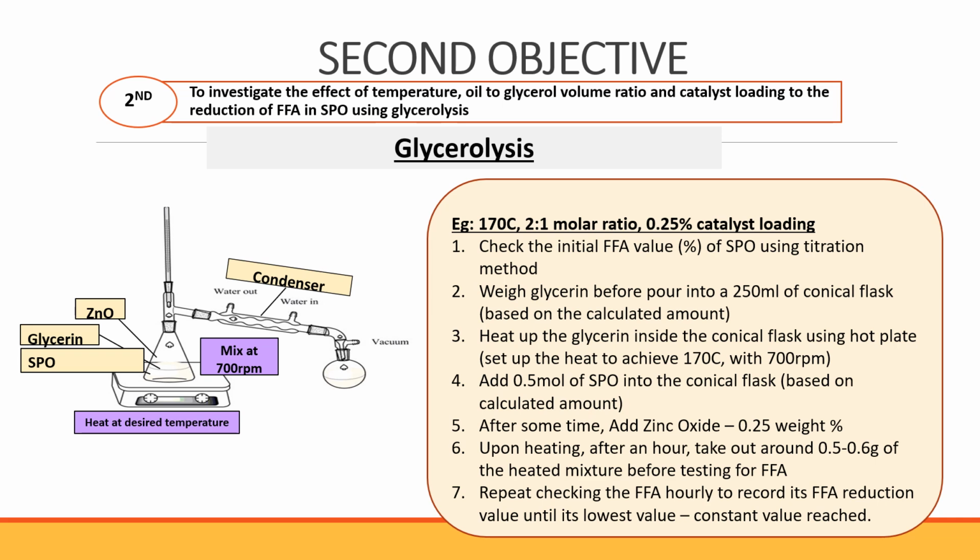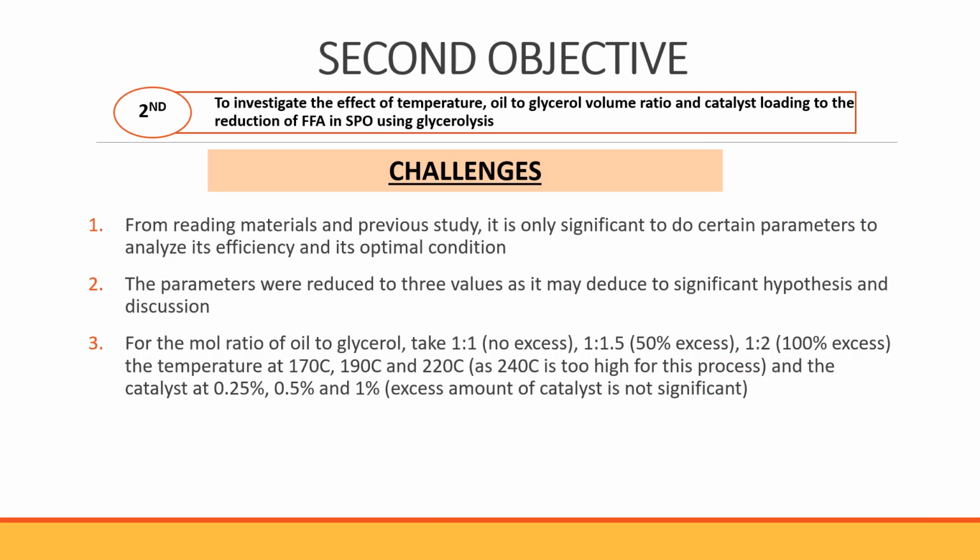This is how we do the glycerolysis, and then the challenges are these. From reading material and previous studies, it is significant to vary certain parameters to analyze the efficiency and the optimal condition. The parameters were reduced to 3 values as it may lead to a significant hypothesis and discussion. For the molar ratio, we take 1 to 1 because it has no SS, 1 to 1.5, 50% SS, and 1 to 2, 100% SS.